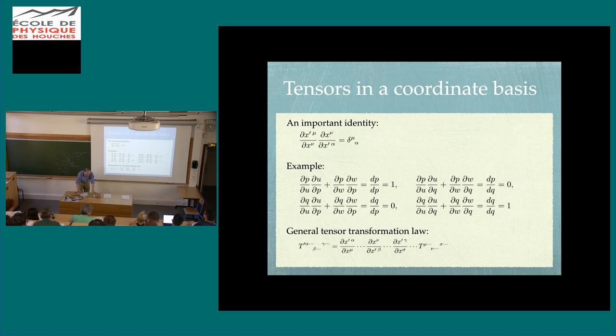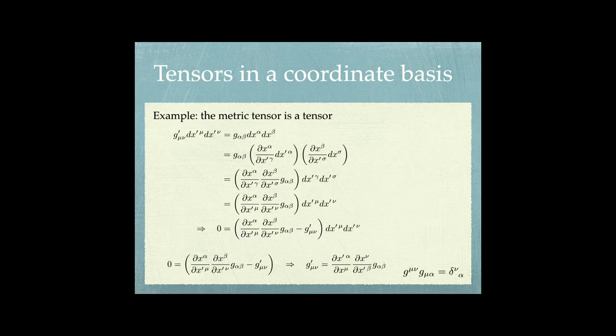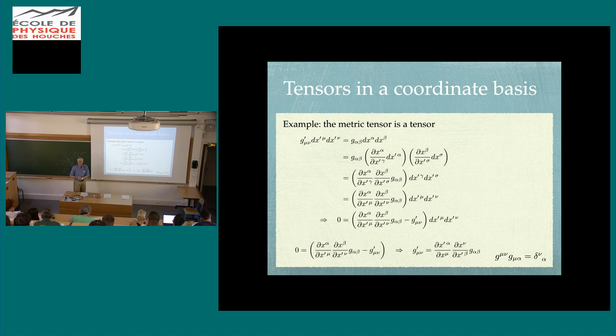Okay, and in particular, we can show, for example, that the metric tensor really is a tensor. It obeys this transformation law. And the reason I'm working it out in full is because the metric tensor is a really important tensor, but also because it illustrates a concept for doing these kinds of logical proofs that I want to make really clear.